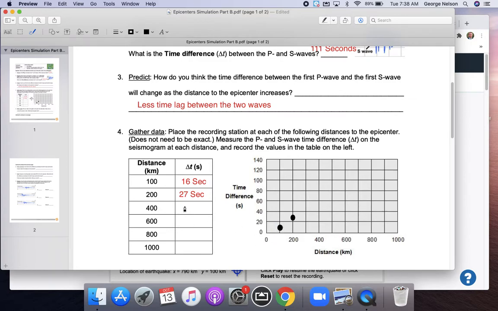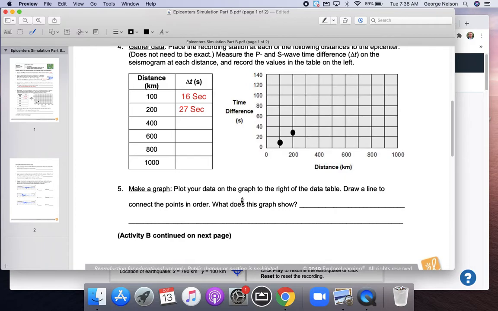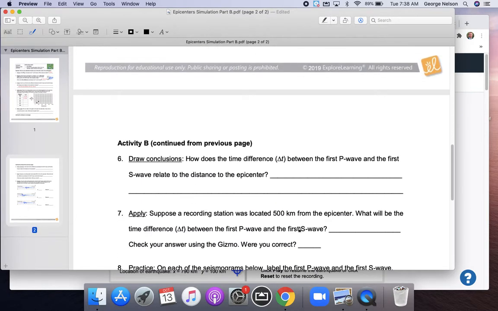Interesting. Plotting points, we're going to do it for 400, 600, 800, and 1,000. Plot your points. Analyze the graph. Maybe you heard this in math class. Is it a positive relationship, negative relationship? When you increase the distance, what happens to the lag time between the P and S wave? Draw conclusions. How does the time difference between the P and S wave relate to the distance to the epicenter?